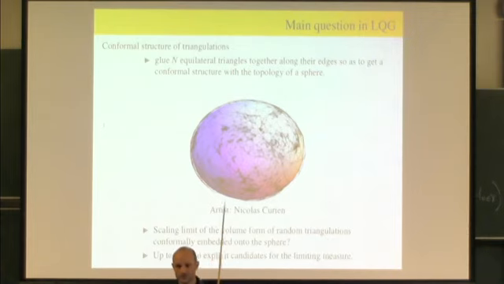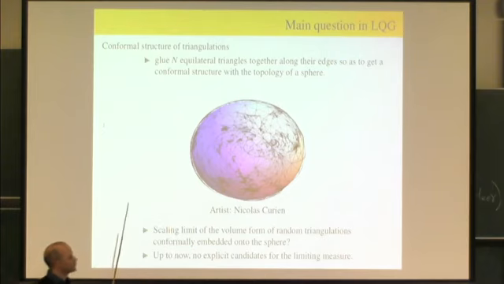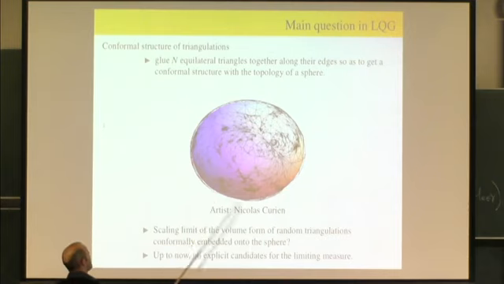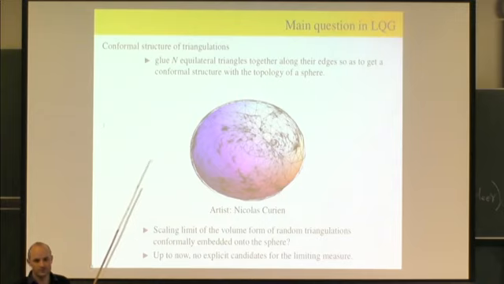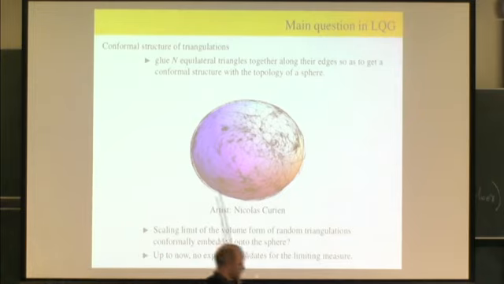So you've got a conformal structure with the topology of the sphere, so that the uniformization theorem tells you that you can embed your triangulation onto the sphere. Okay? So you get something like this. This is just an artistic picture, but it should look like this. So the question is, what is the scaling limit of this object when you have embedded it onto the sphere? In what follows, I'm going to explain how it works and what the scaling limit of this object is.